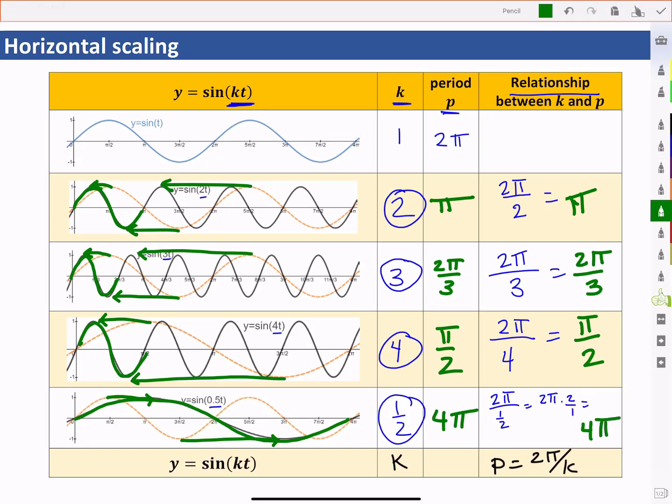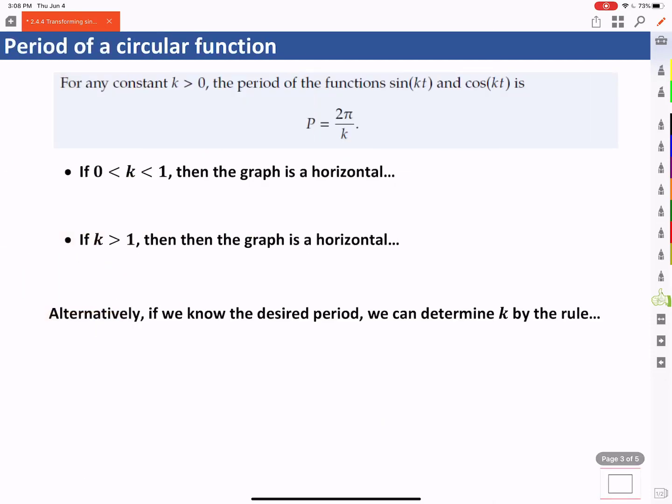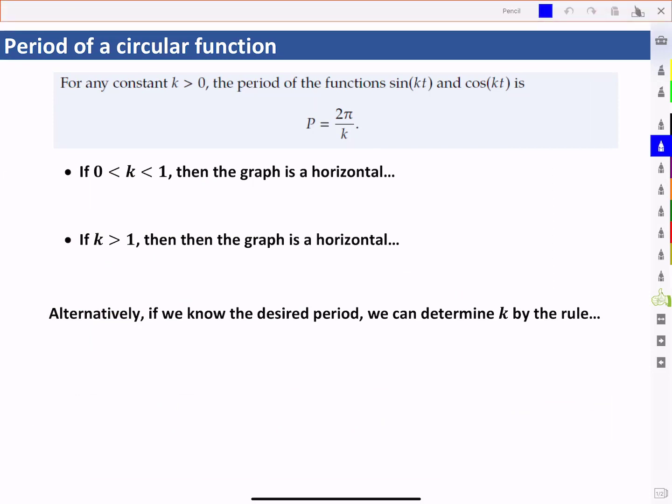Based on the patterns in our observations, we conclude that given y equals the sine of kt, we can determine the period by 2 pi divided by k. In fact, our informal observations are correct, and we can say that for any constant k greater than 0, the period of the functions sine of kt and cosine of kt is p equals 2 pi over k.